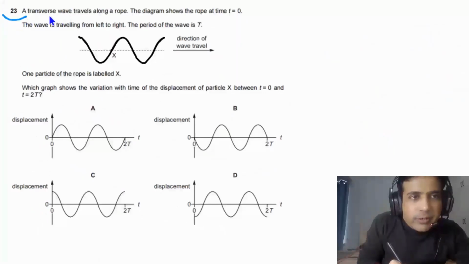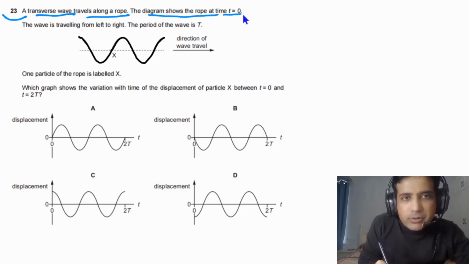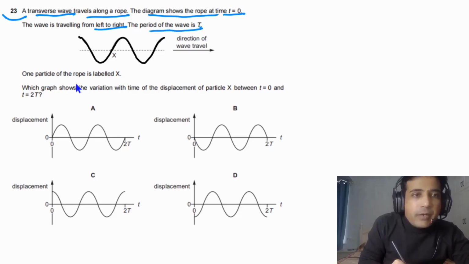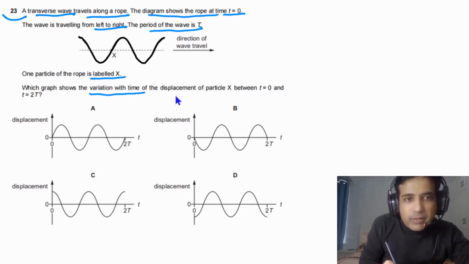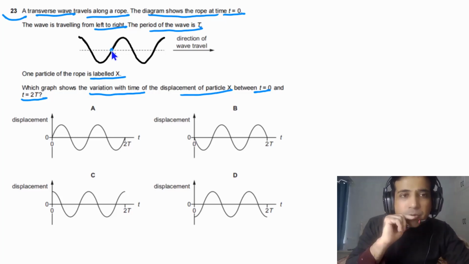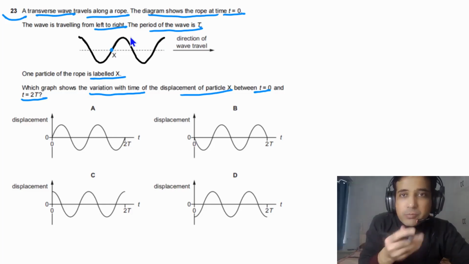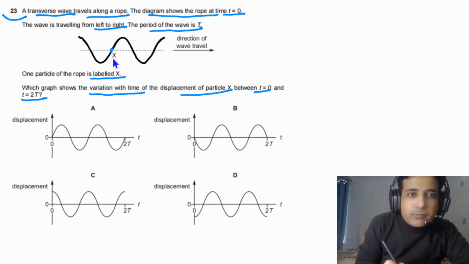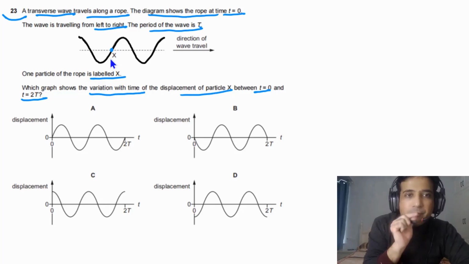For question number 23, it is given to us a transverse wave travels along a rope. The diagram shows the rope at time t equal to 0. The wave is traveling from left to right. The period of the wave is capital T. One particle of the rope is labeled X. Which graph shows the variation with time t of the displacement of particle X between t equal to 0 and t equal to 2T? So the particle is at this point, labeled X. Now you need to understand how this particle will move. The wave is moving from left to right, so we can draw this wave for the next instant of time, meaning after a short period of time, where the wave will be.